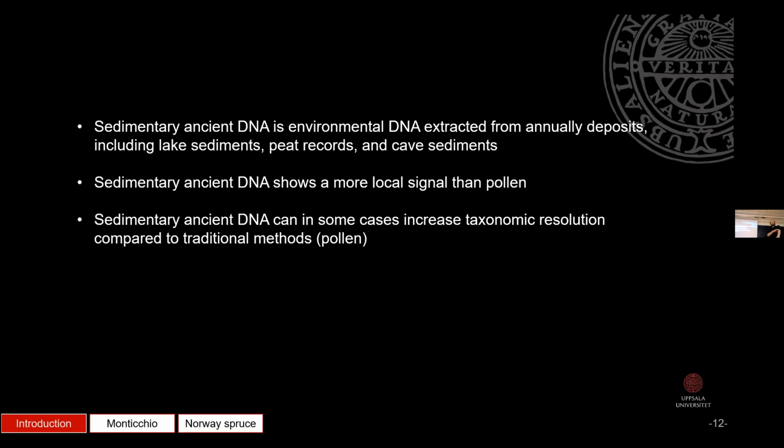So just to summarize this in a few sentences: sedimentary ancient DNA is environmental DNA extracted from annual deposits, including lake sediments, peat records, and cave sediments. It tends to be more local, so it comes from the catchments rather than from a very long distance. So it's much more local than pollen. And in some cases, not all cases, DNA can increase taxonomic resolution compared to pollen. Pollen goes to family level, and then DNA can potentially go to lower taxonomic levels.